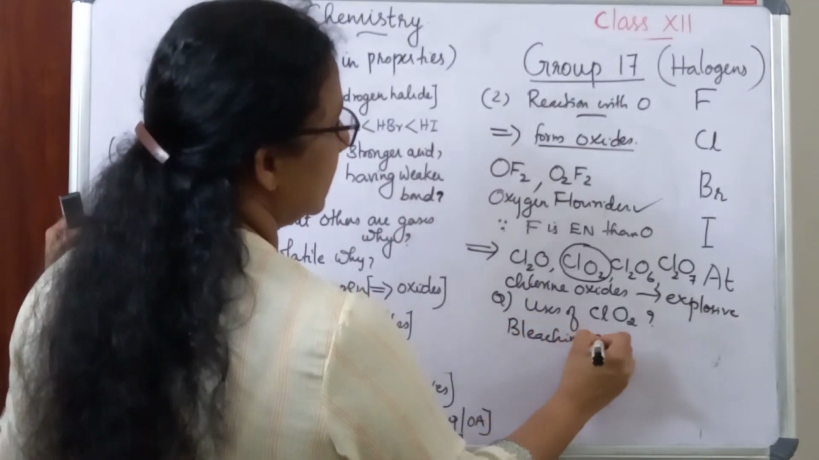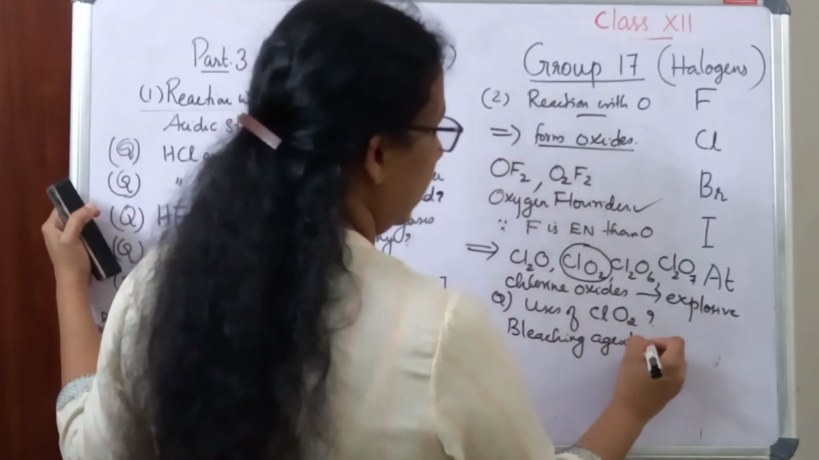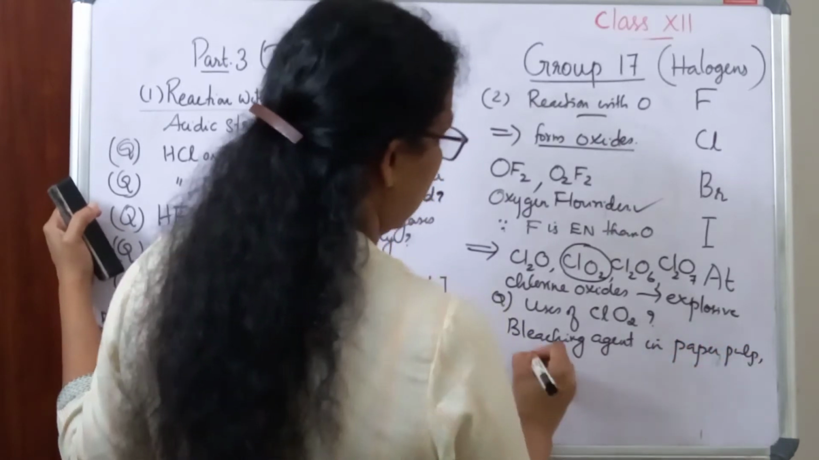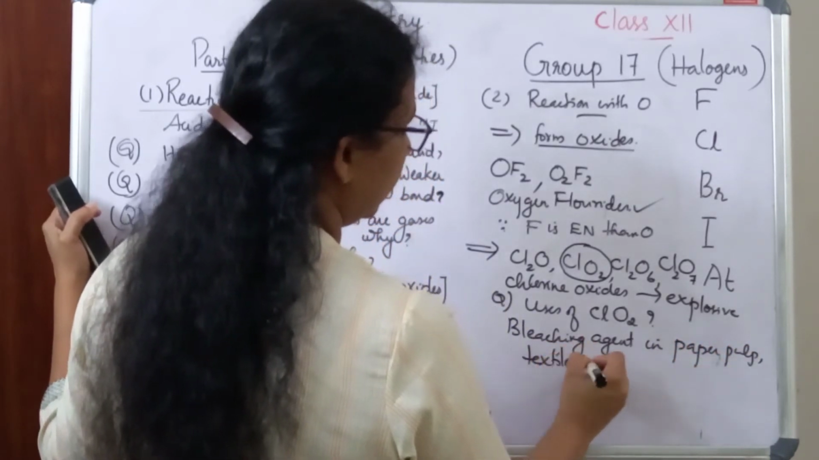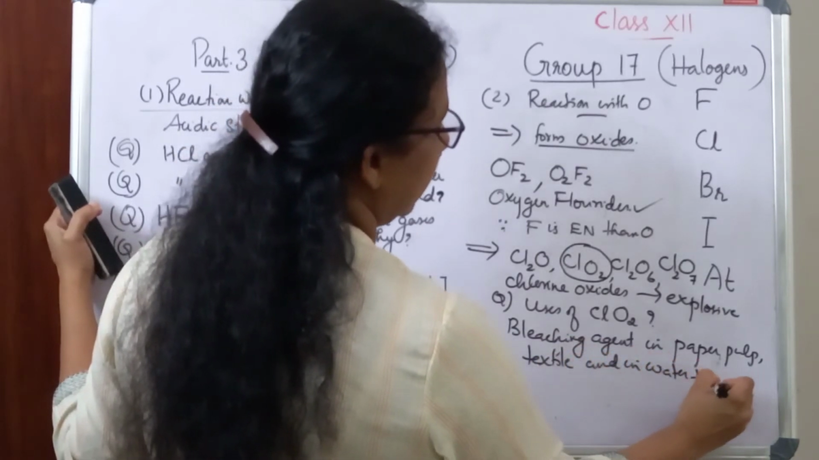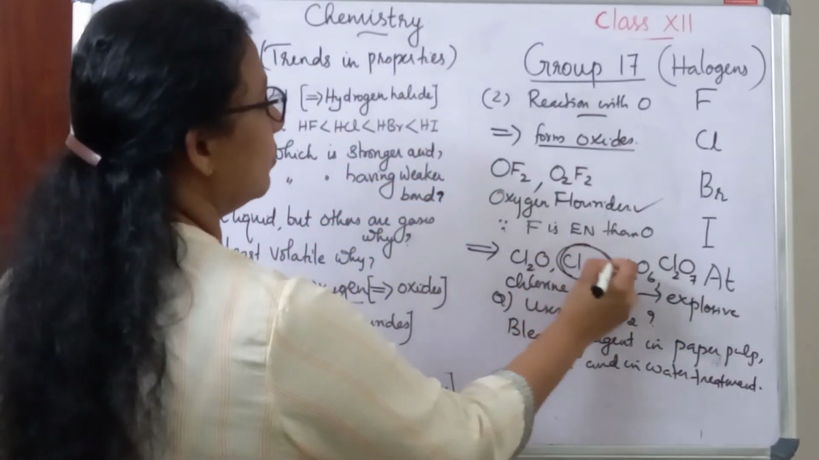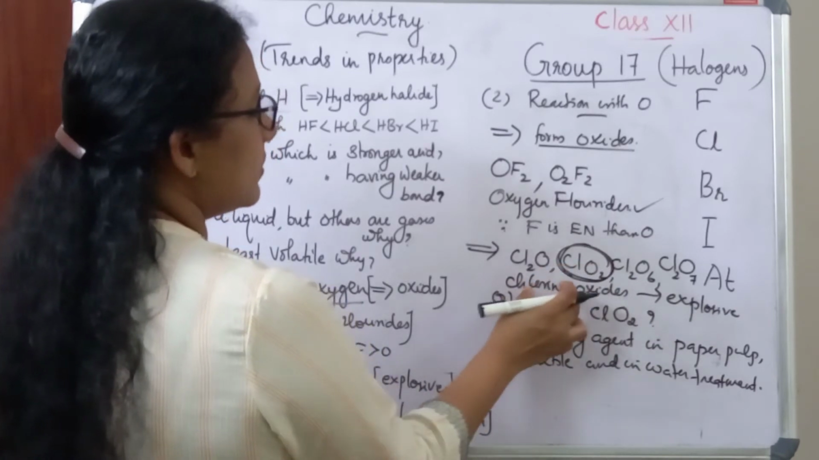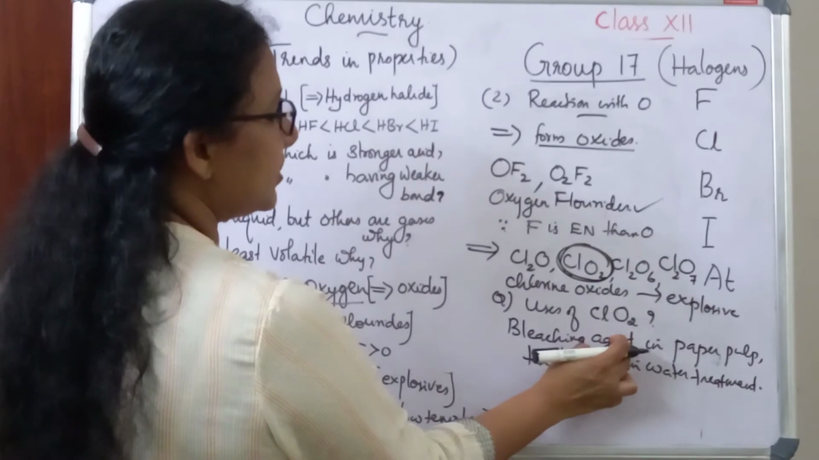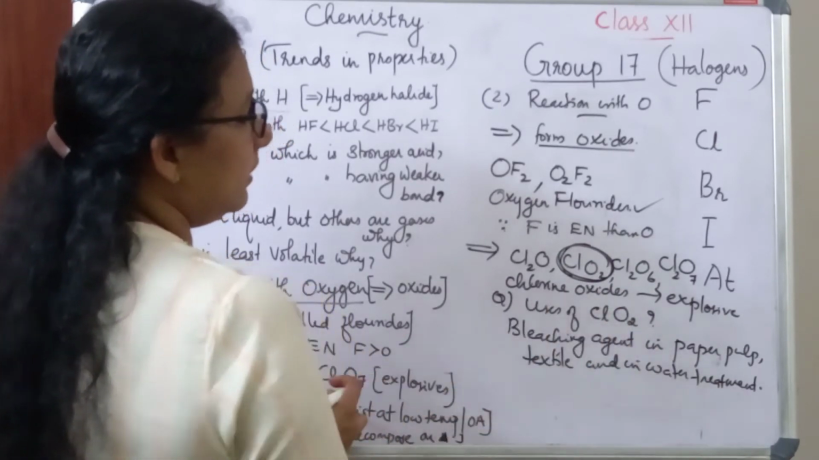It's a bleaching agent in paper pulp, textiles and in water treatment. So this is an important question. Among these chlorine oxides, ClO2 is used as a bleaching agent in paper pulp, textile industry and in water treatment.